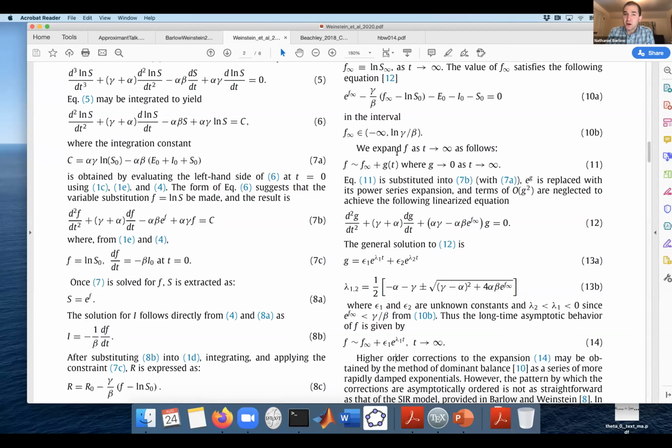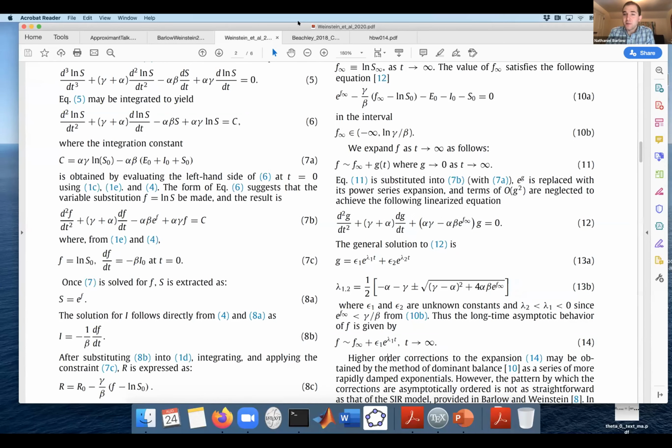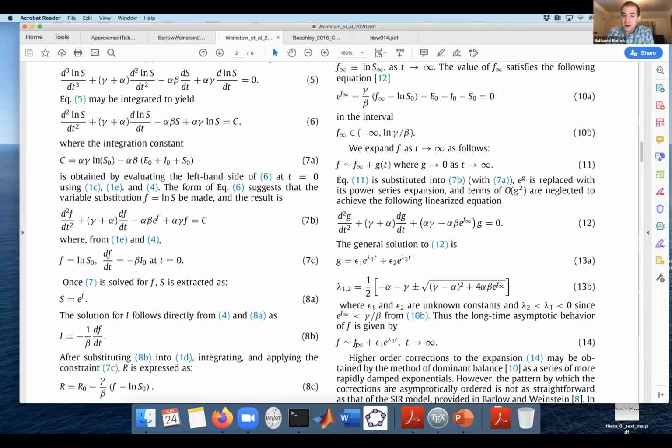I don't know if you can see that, especially Max on your phone there, but this is f goes like f infinity plus a constant. Yeah, I can see it. Okay. Lambda 1 is negative, by the way. So it's an exponential damping that happens towards this final plateau.